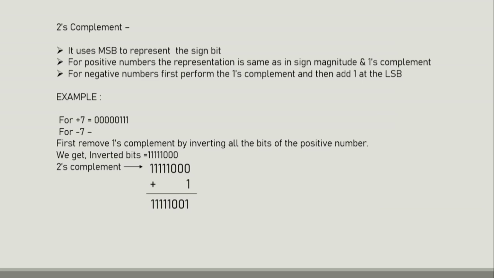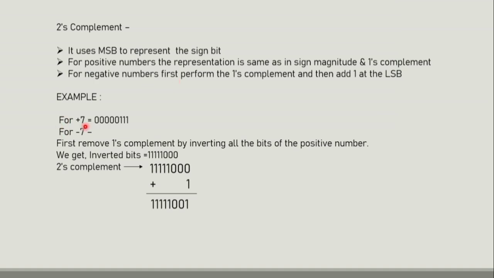Now the next part is 2's complement. Now what is 2's complement? It uses the MSB to represent the sign bit, as previously we saw in one's complement and also in the sign magnitude. For positive numbers, the representation is the same as in the sign magnitude and one's complement. There is no change in the steps to represent positive numbers in 2's complement. Next, for negative numbers, first perform the one's complement and then add 1 at the LSB.